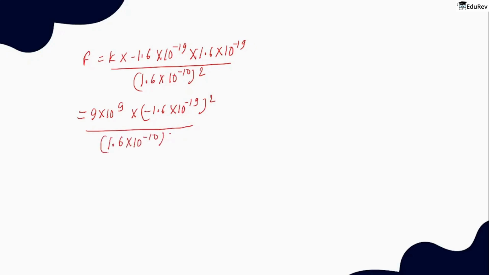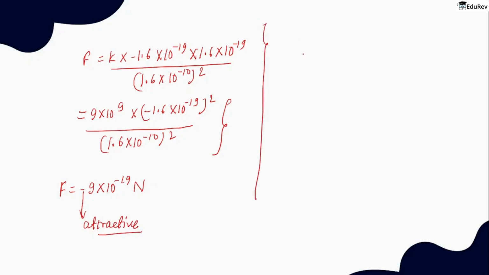When we solve it further to simplify, we get force equal to minus 9 into 10 to the power minus 19 newtons. Here the minus sign indicates that the force is attractive, so we can ignore it further. We have to calculate the acceleration of an electron due to mutual attraction. And we know that force is mass times acceleration. Therefore, we can say that mass into acceleration equal to 9 into 10 to the power minus 90 newtons.